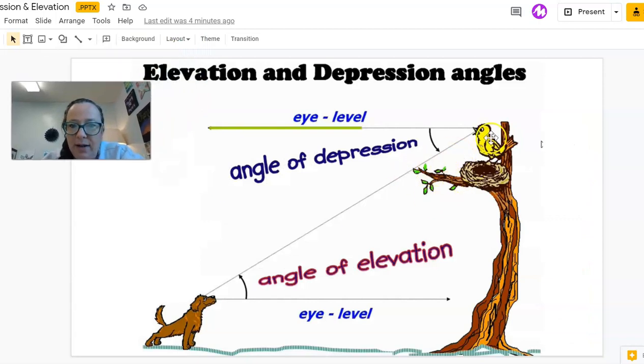Okay, so if we look right here, here's the birdie, the bird looking down to the doggy. This is the angle of depression. Notice a horizontal line was drawn. And then here's the doggy looking up at the bird. This is the angle of elevation. It comes from this horizontal line.